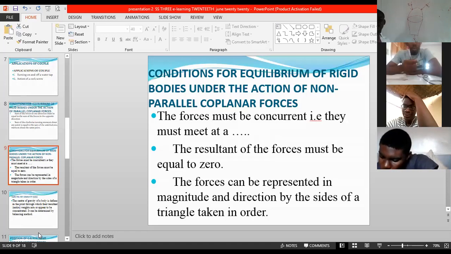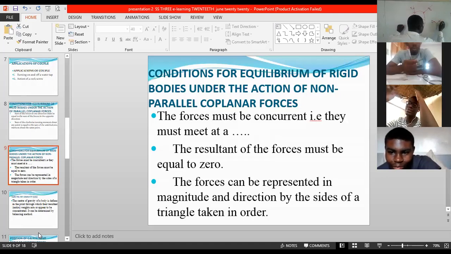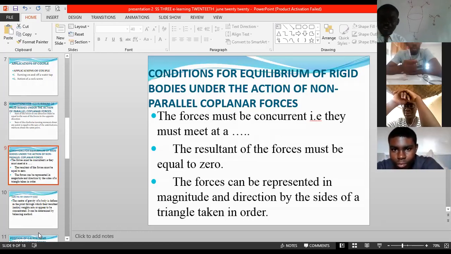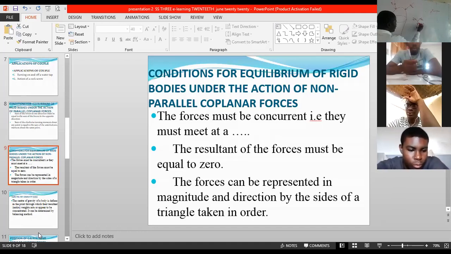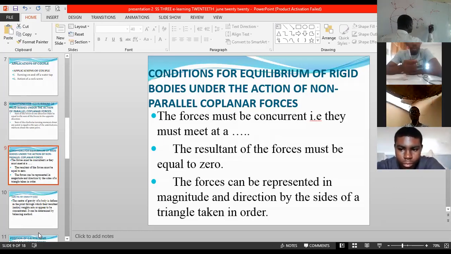This is a non-parallel coplanar force because this bucket has the orientation of a triangle. How? It has the orientation of a Y like this: T1, T2, and the weight. The weight is acting downward like this. So what is the orientation of a triangle? Look at this arrow that is drawn downward. I will draw it downward.